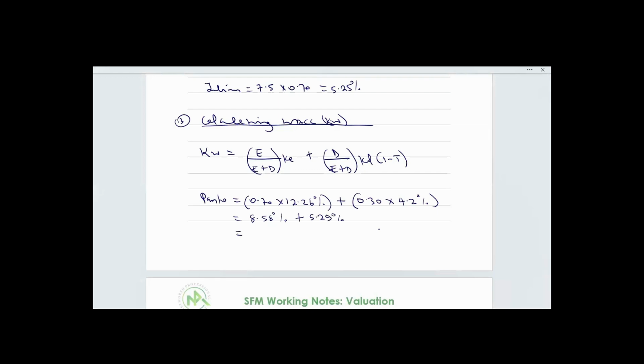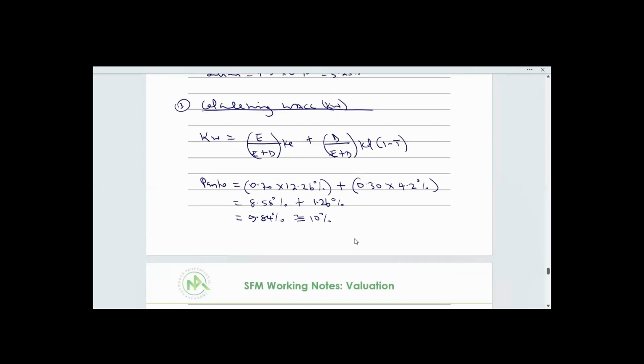So when you add it up, 8.58 plus 5.29 equal... No, something is wrong. This cannot be 5.29. 0.3 multiplied by 4.2, 1.26 rather. It's supposed to be 1.26%. Okay, 1.26. Then let me now add 8.58 plus 1.26, equal 9.84%. Approximately, this is 10%. So the WACC of Panto is 10%.